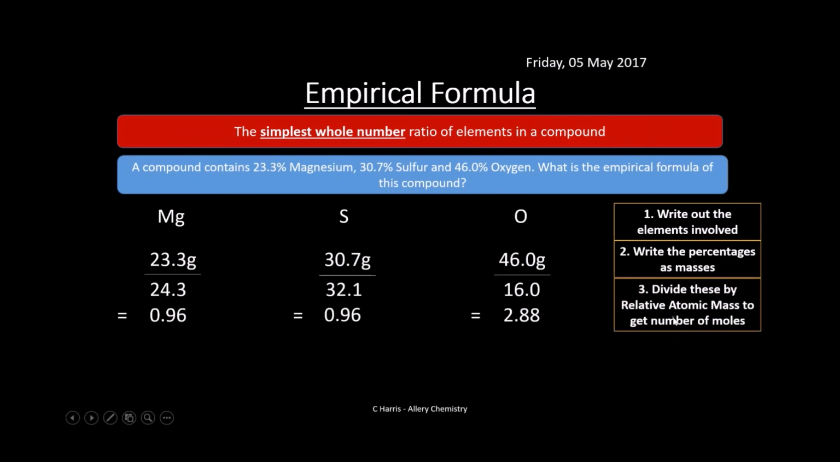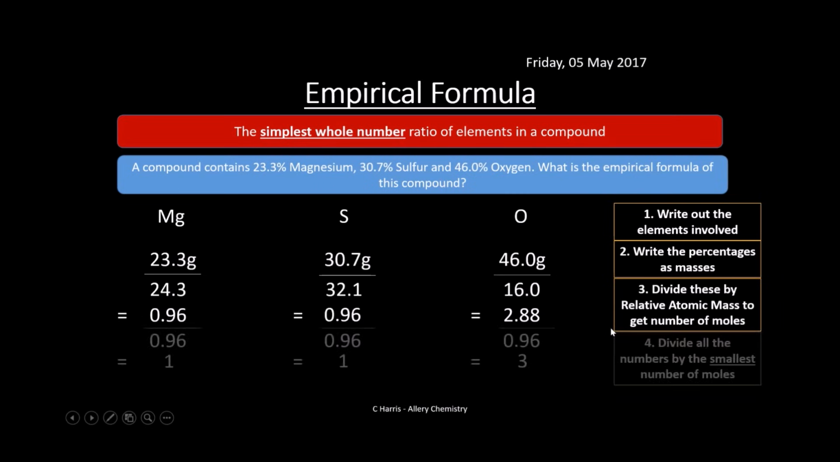Once we've done that, we need to divide these by the relative atomic mass to get the number of moles. So relative atomic mass of magnesium is 24.3, sulfur is 32.1, oxygen 16. Divide them and we get the number of moles for each. There we go. Okay. Then we need to divide by the smallest number of moles. Now here the smallest number of moles is 0.96. So divide all of them by 0.96. That is going to give us our whole number ratio.